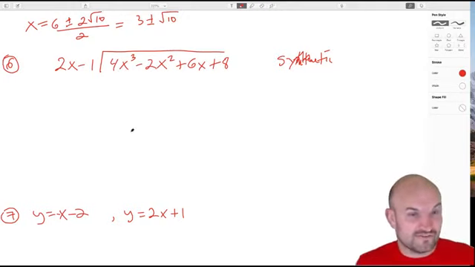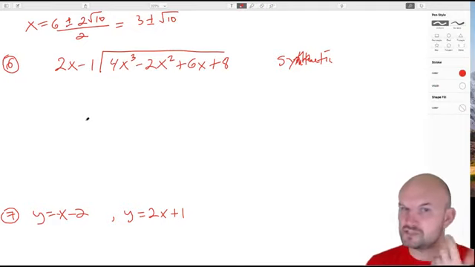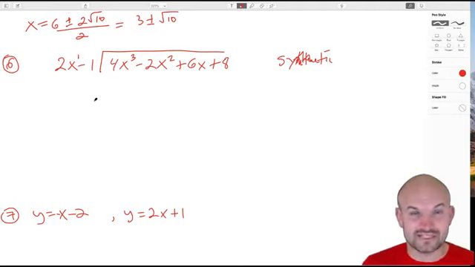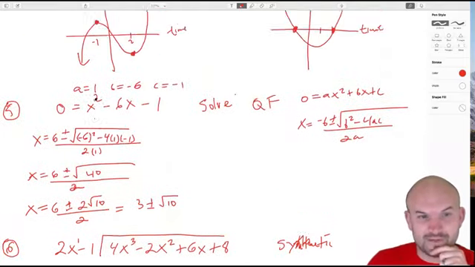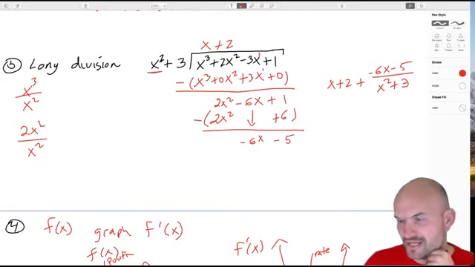So you could use long division from here, but the student said to use synthetic division. As long as my divisor is raised to the first power, I can use synthetic division. This problem up here, you can see my divisor was not to the first power. Therefore, that's why I could not use synthetic division.